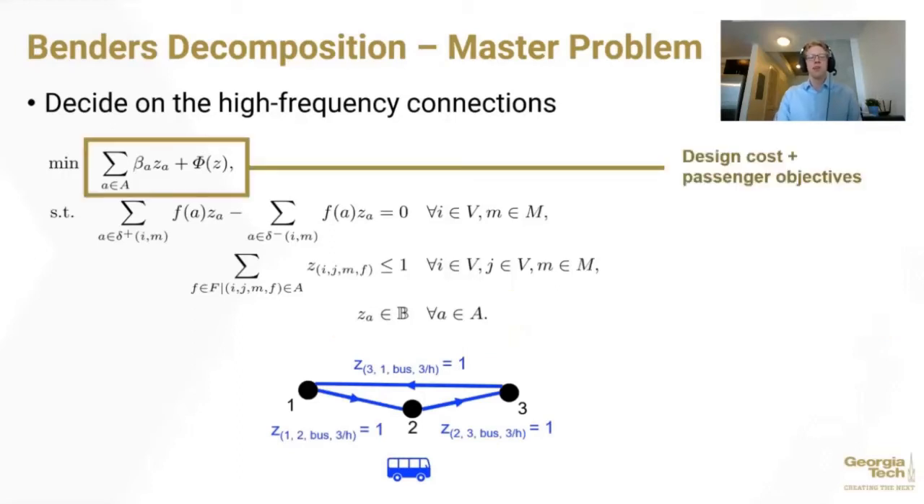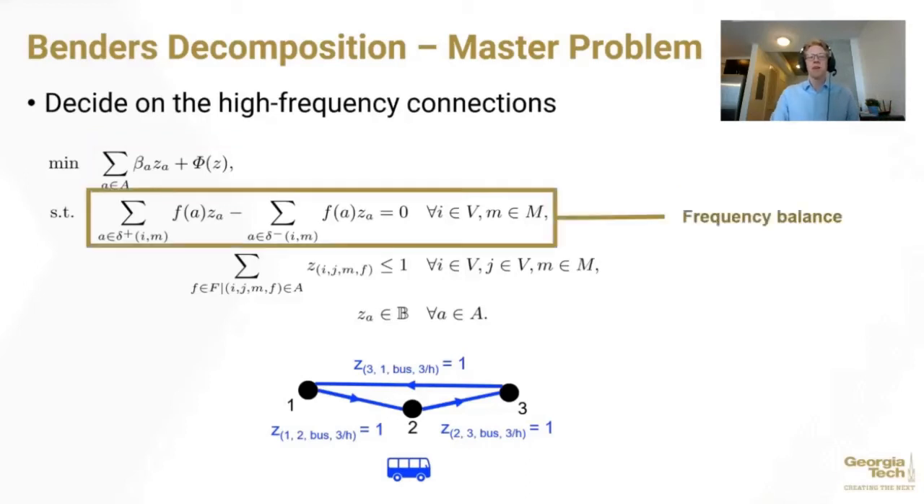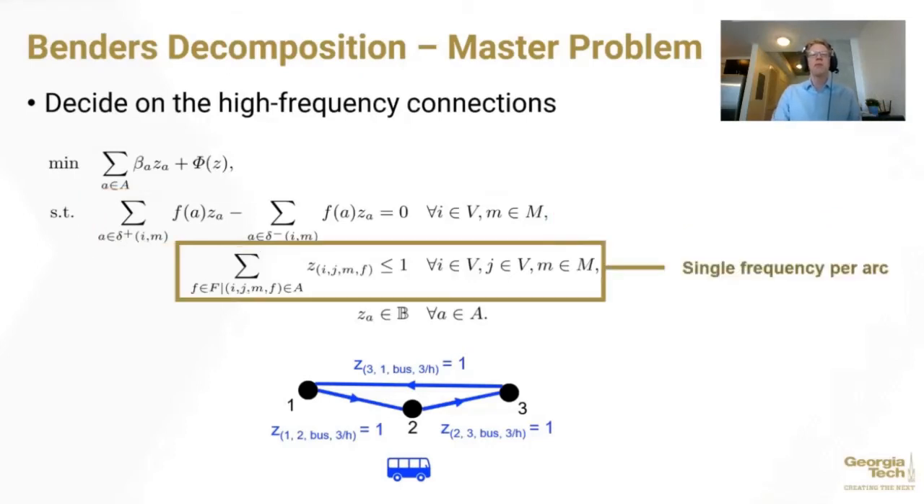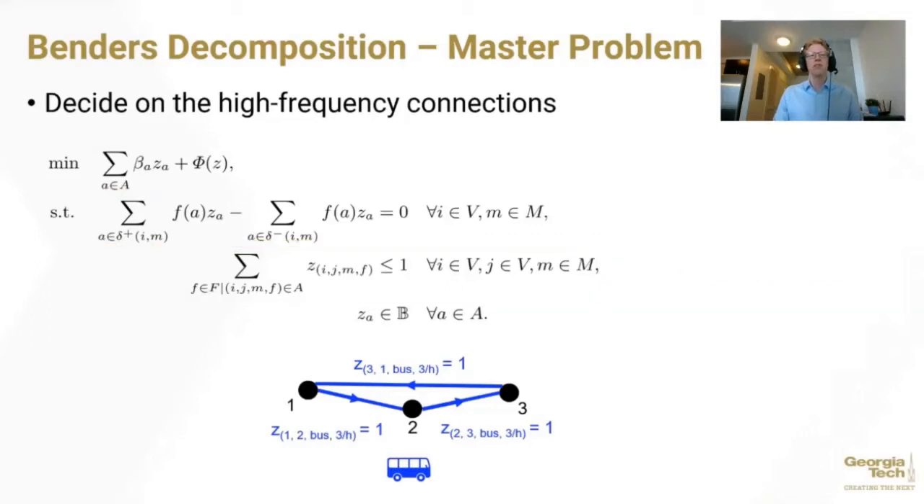Then the objective is to minimize the cost of this system, so the high frequency connections, plus the passenger objectives, which are modeled by the function phi. Well, this function is calculated in a subproblem, so I'll worry about that later. Then we have frequency balance. So if you have 3 incoming buses per hour, you also want 3 buses to leave. And we have the restriction that you can only select one possible frequency for every arc.